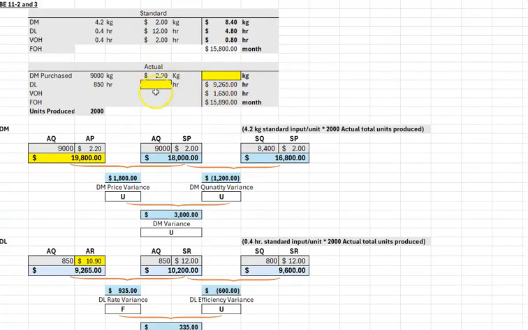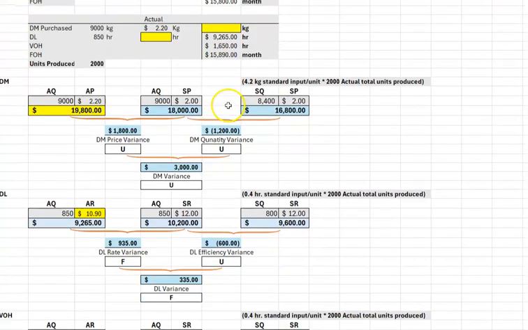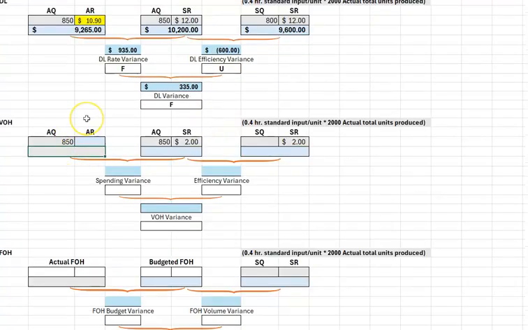And again, they don't tell us what the actual variable overhead was per hour, but they do tell us the total they spent was $1,650. So from doing that, I can anticipate what my rate was. So I paid less in variable overhead than I anticipated I was going to. So I have a favorable spending variance. How much of a favorable variance do I have? Well, let's see here. So I'm going to take my actual. So I saved $50 by spending 6 cents less on my variable overhead.